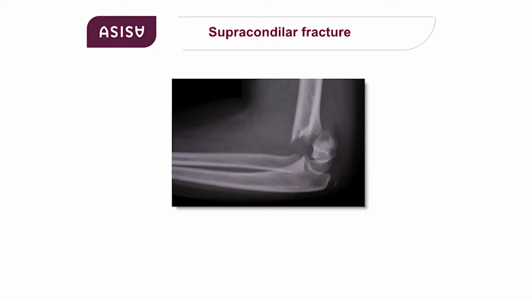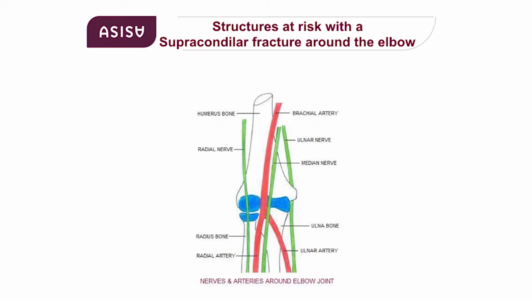Here I want to use the example of the elbow. If we have, for example, a supracondylar fracture, that is a fracture just above the elbow joint in the distal part of the humerus. Across the elbow, we do have the brachial artery as well as the median nerve that runs in the middle of the elbow. And then the ulnar nerve runs just medial or at the back of the medial epicondyle.